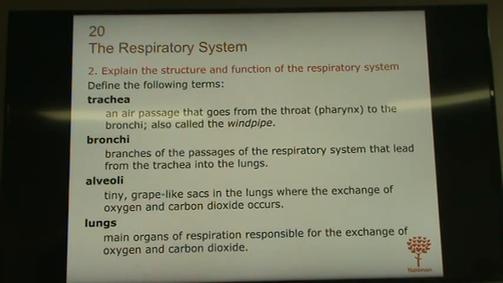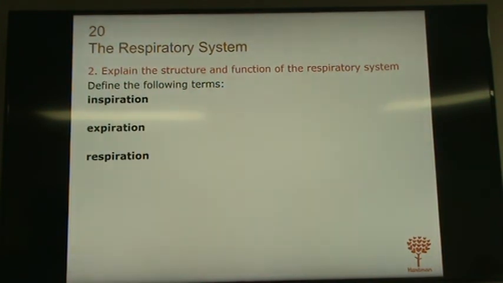Some of the structures and functions of the respiratory system. Trachea is the main passageway that goes from the throat, it's called the windpipe, to the bronchi. Bronchi is a branch of the lungs. Alveoli, that's where the exchange of oxygen and carbon dioxide takes place. Then the lungs are the main organ of the respiratory system, responsible for oxygen and so on.